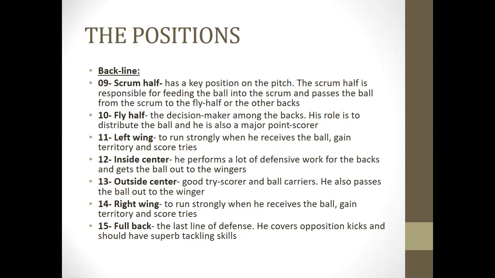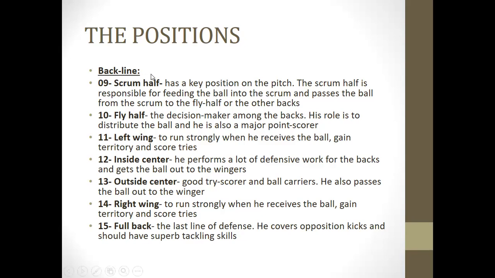Within the positions in a rugby team, they are divided into two groups. The first group is your forwards, and then the other group is your backline players. So we're going to start off with the backline players. You'll see the number represented in front of the name of the position. That is the number that will also be at the back of your shirt when you are playing. It starts at 9 because the forwards occupy the smaller numbers, from 1 to number 8. Those are your forward players, but we'll get to that.